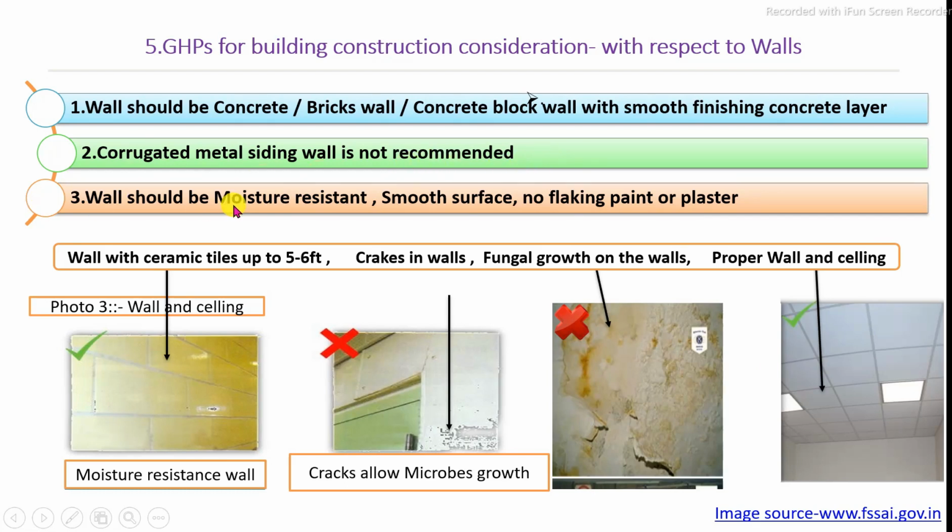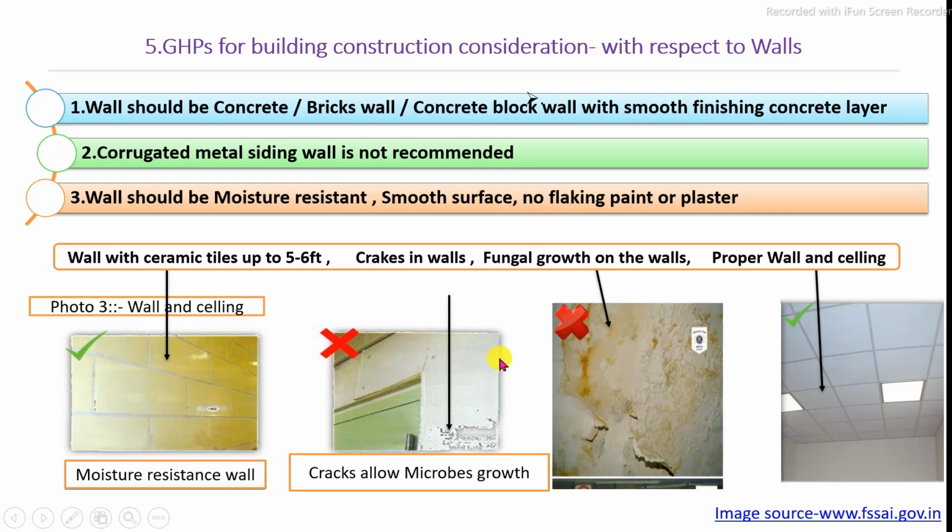The wall should be moisture resistant, properly coated with ceramic tiles at least 5 to 6 feet in the wet processing area, and the remaining dry processing area must be properly painted. Whatever the wall, there should be no cracks and no fungal growth. If moisture is on that wall, then fungal growth and the possibility of cracks in these walls create physical hazards and also microbial hazards for the food.